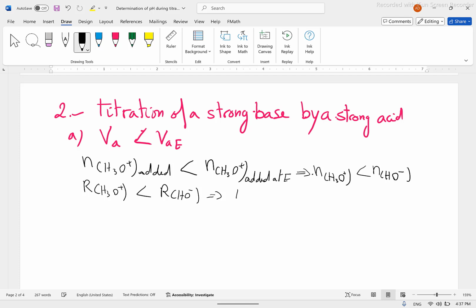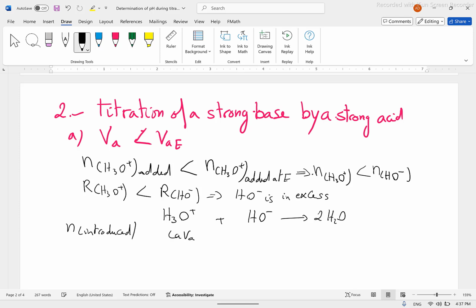Then HO⁻ is in excess. The same, we need to determine the concentration of HO⁻ left after the titration reaction. H3O⁺ + HO⁻ give 2H2O. Number of moles introduced: CAVA for H3O⁺, CBVB for HO⁻, water in excess.